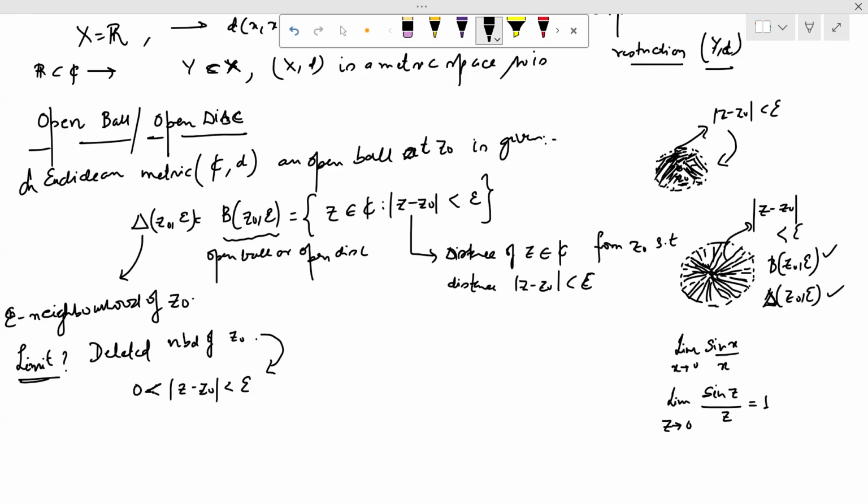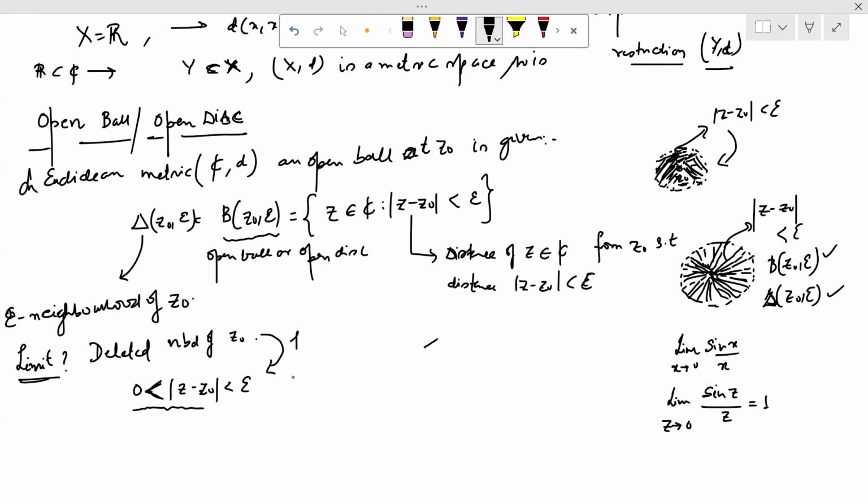Because if I'm taking distance greater than 0, it implies that z cannot be z naught in this particular region. So how do you define a deleted neighborhood? You define it by |z − z naught| greater than 0. It implies what? Understand the mathematics behind it also. This particular scenario means you're trying to find the complex numbers whose distance from z naught is greater than 0. So it cannot be 0. So you're finding all those complex numbers whose distance from z naught is greater than 0 but less than epsilon. So it will define an open disk except the point z naught.